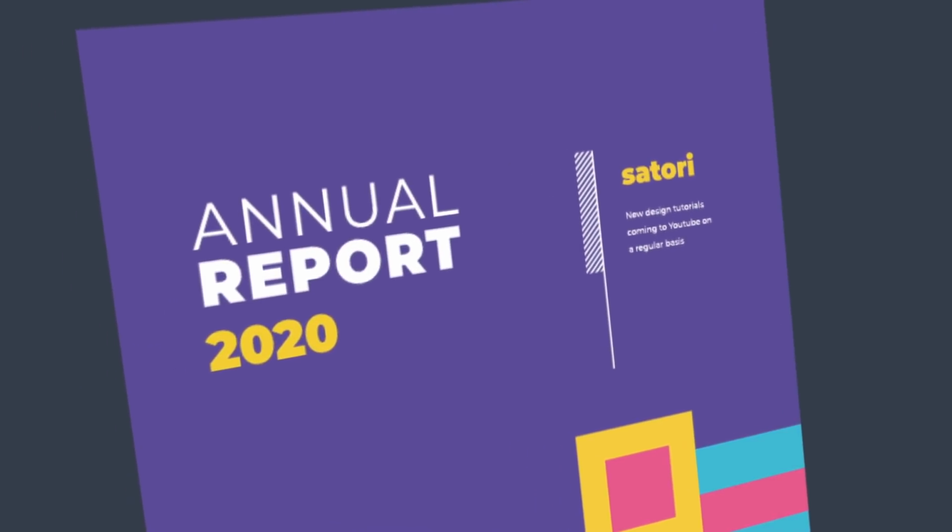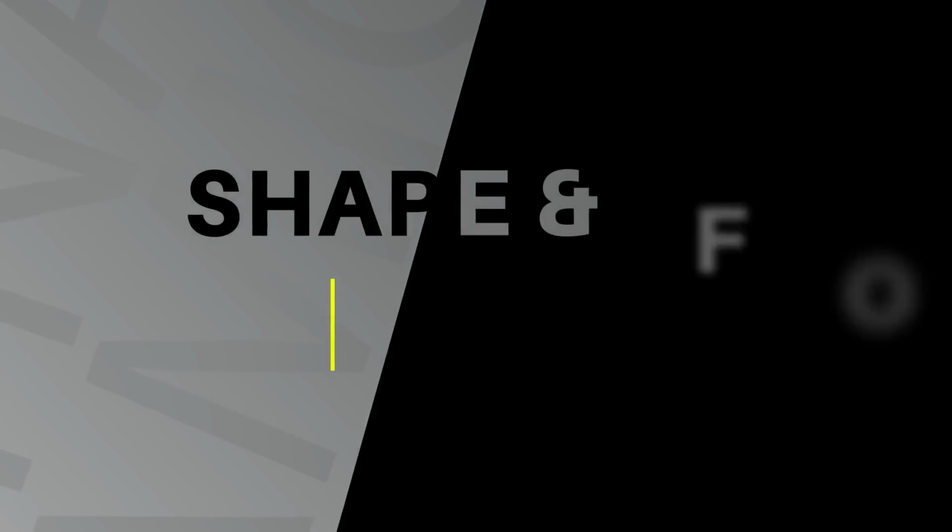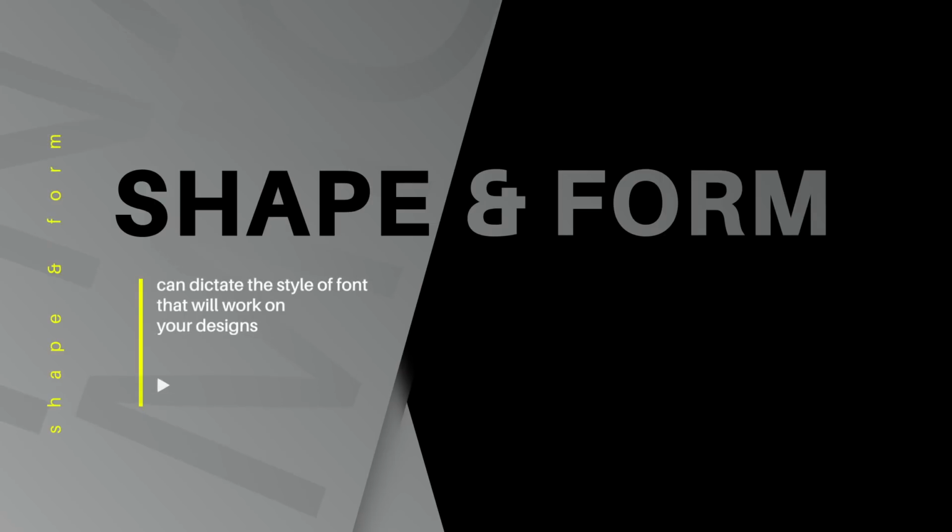So here is a flat geometric design, and we're going to place some header text in the top left corner in that purple area. What will the text appear like regarding the shapes that you can see on the design? Again, feel free to pause the video if that's what you want to do. So on this design we can see a lot of squares, and so a bold sans serif font that fits perfectly into a square would be a good choice for this style of design. And so I hope you can see how shape and form can dictate the style of font that will work on your designs.